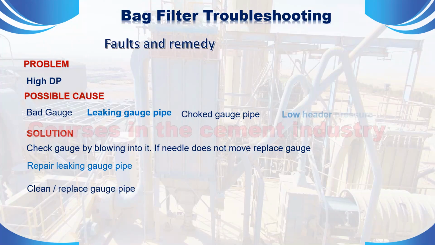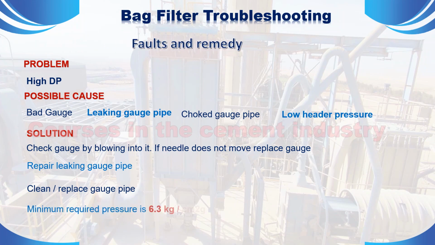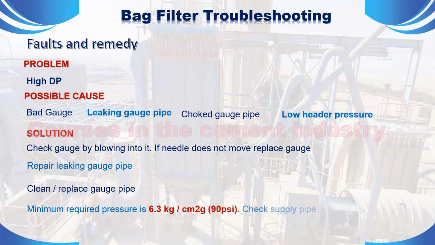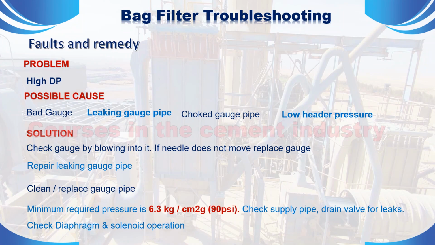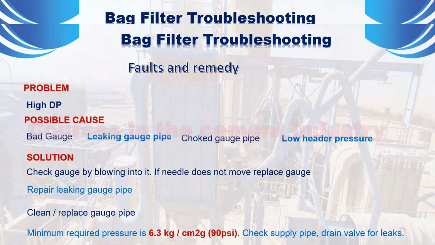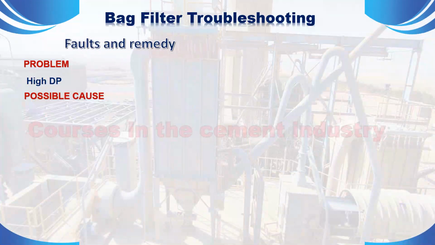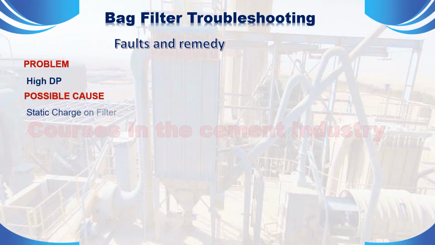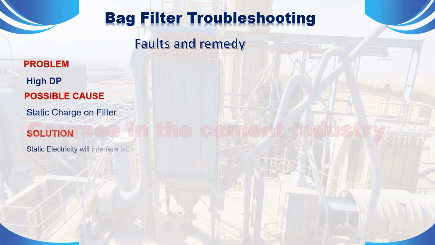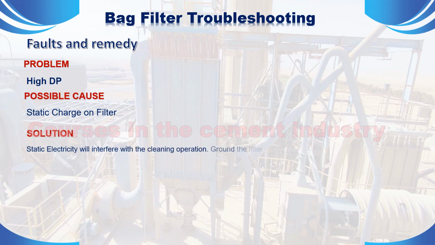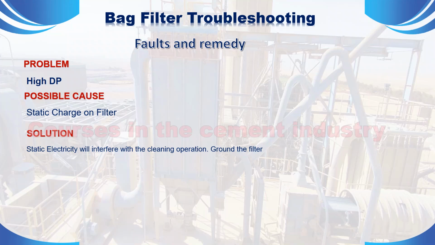4. Low header pressure. Minimum required pressure is 6.3 kilograms per square centimeter gauge. Check supply pipe and drain valve for leaks. Check diaphragm and solenoid operation. 5. Static charge on filter. Solution: static electricity will interfere with the cleaning operation, so ground the filter.